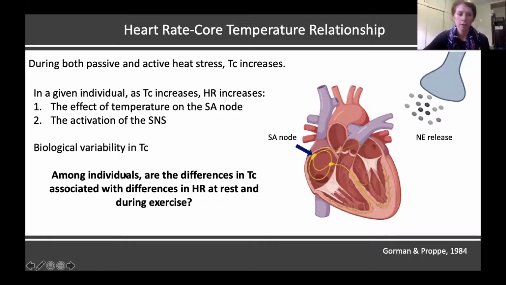We also know that there's biological variability in core temperature values. So if we bring two people into the lab, chances are they're not going to have the same exact temperature on that day. Somebody could be a little cooler, somebody else could be a little warmer. So our question is, among individuals, are these differences in core temperature associated with differences in heart rate at rest and during exercise?